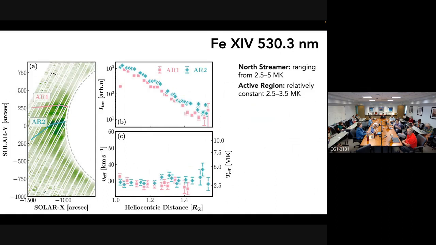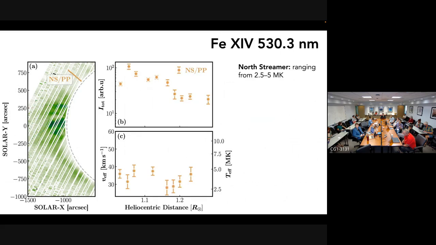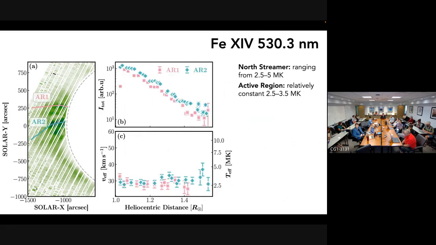So basically we take some manual cuts, and for both of the two closed regions, the northern streamer and the active region, with two cuts in the active region, we found the line width is constant with height.